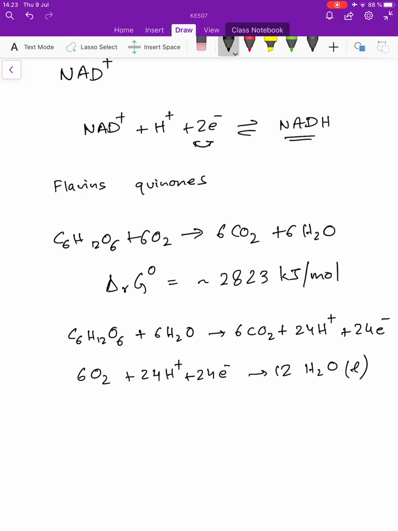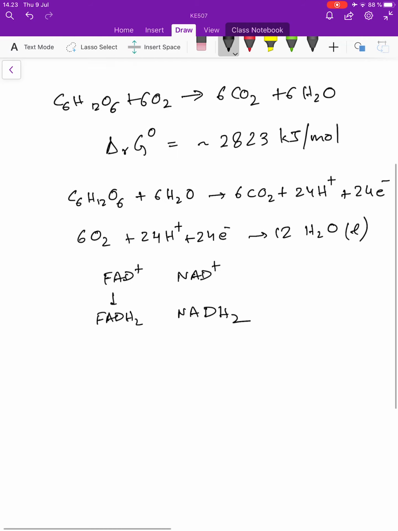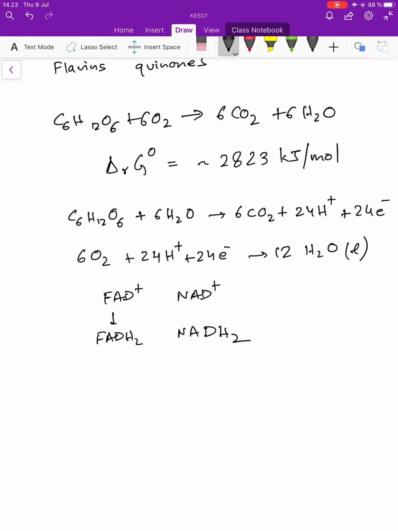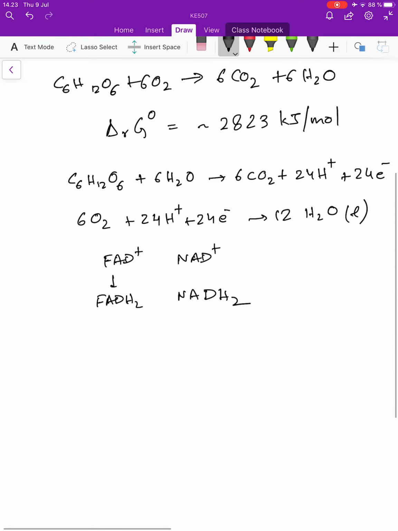These electrons and protons are actually transferred to FAD+ and NAD+ to produce FADH2 and NADH. So this process of glucose oxidation in the cell occurs in 3 steps.